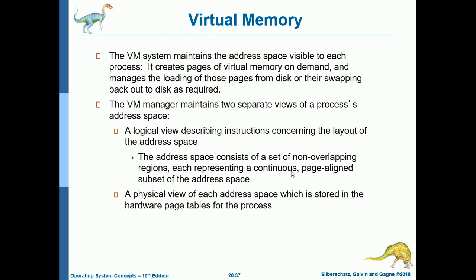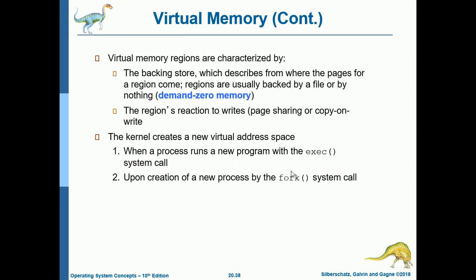The VM manager maintains two separate views of a process's address space. First is the logical view, describing instructions concerning the layout of the address space. The address space consists of a set of non-overlapping regions, each representing a continuous page-aligned subset of the address space. The other view is the physical view of each address space, which is stored in the hardware page tables for the process.